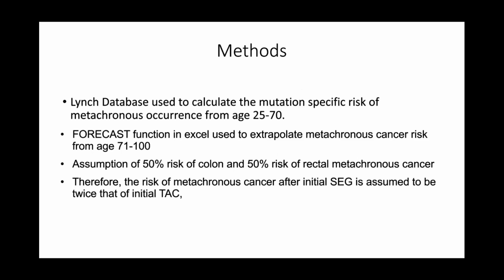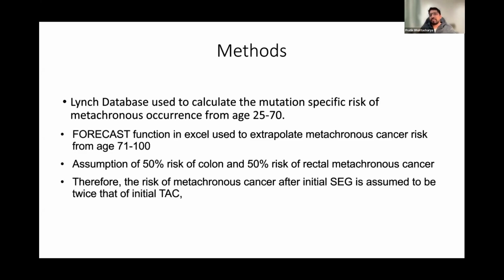So talking about the risk of metachronous occurrence, they used the prospective Lynch syndrome database to calculate the mutation-specific risk of metachronous occurrence from the ages of 25 to 70. After 70 years of age, there is no data in this database, so they extrapolated using the forecast function in Excel from ages 71 to 100. This is kind of a linear extrapolation of the available data.